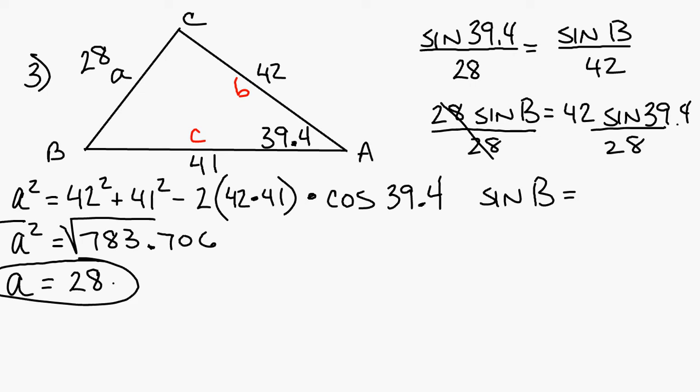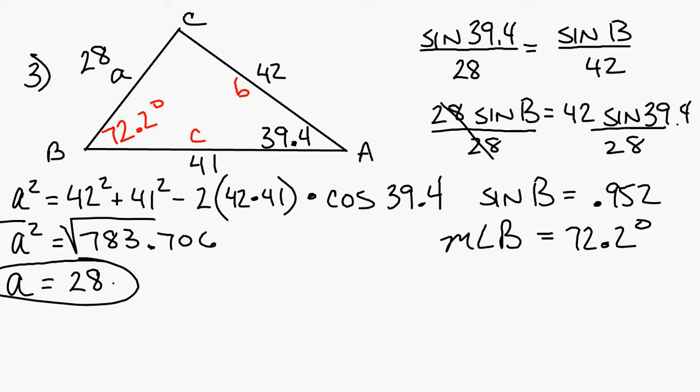Alright, and if the sine of B equals 0.952, then the measure of angle B is equal to, push second sine, 72.2 degrees. So angle B is 72.2 degrees. Angle C would be equal to 180 minus the two given angles, so 180 minus 72.2 minus 39.4, 68.4 degrees.